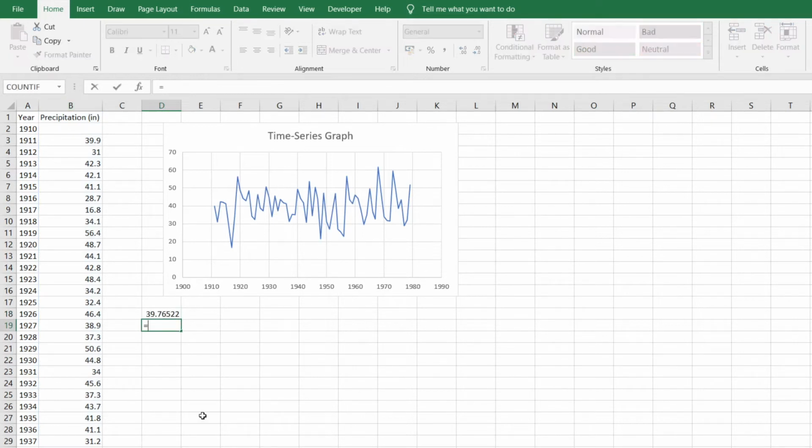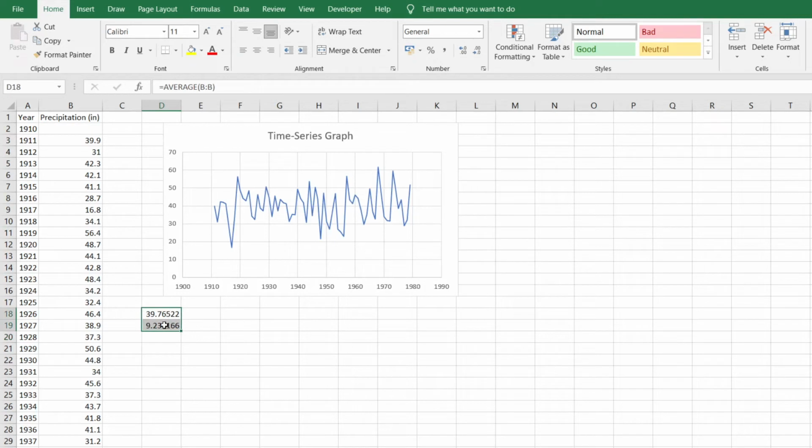Yung standard deviation naman, ST. Yan, ST dev. Tapos mayroong dalawa, P and S. Ang gagamitin natin yung S because these data are considered samples. Okay, so S yung gagamitin natin, and then let's select the data and then enter. So nandyan na yung standard deviation.